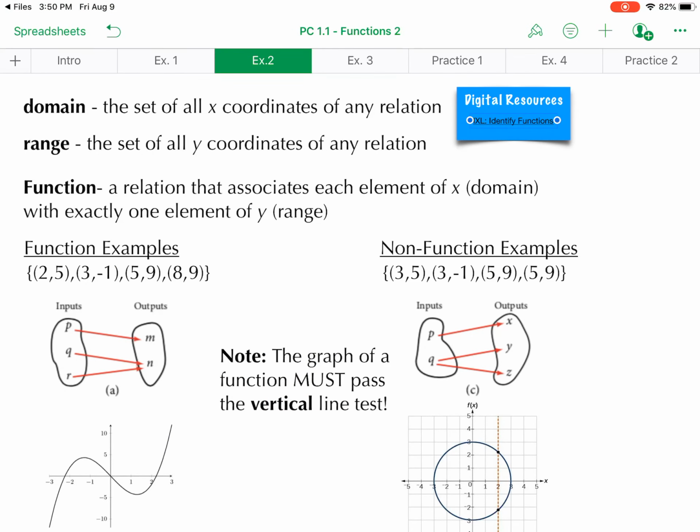Every relation has a domain and a range. Domain is going to be the set of all x coordinates in the relation. Range is going to be the set of all y coordinates. So domain x, range y.